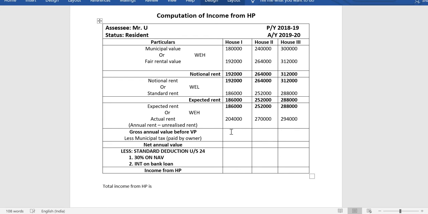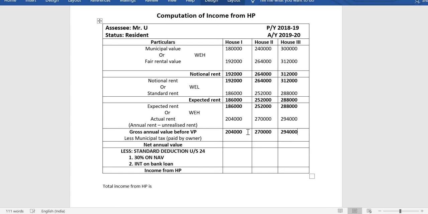So 2,04,000, because this is the highest value compared to 1,86,000. Then 2,70,000, the highest value, then 2,94,000. So this is the gross annual value before the vacancy period.